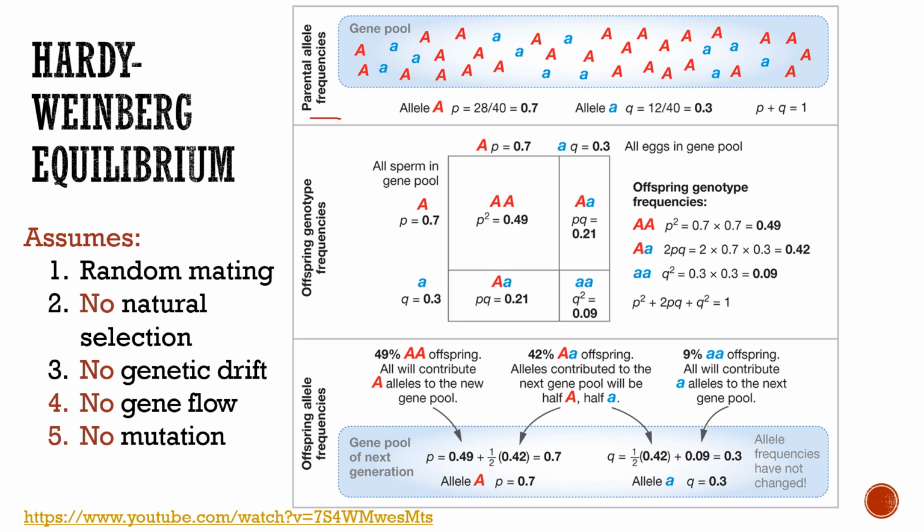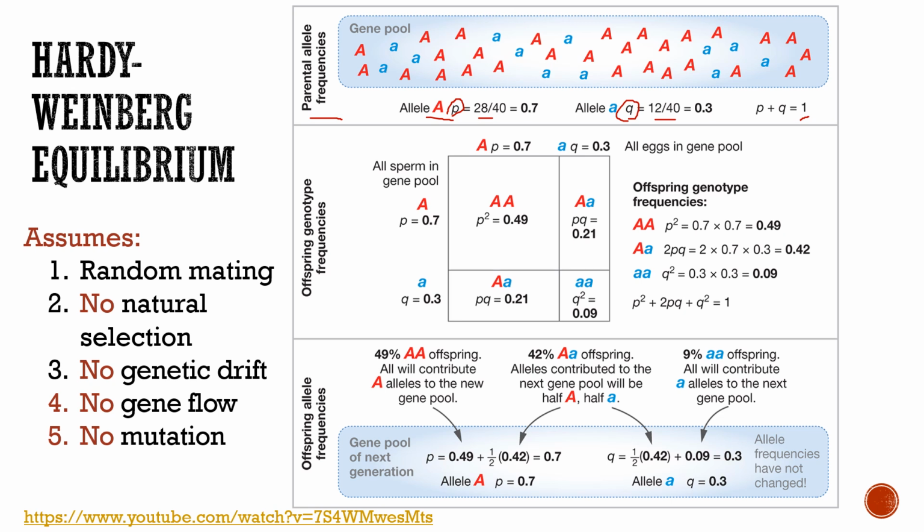So again, here's our parental frequency. This is our gene pool. These are the eggs and sperm that are here. If we count up all the dominant traits, there are 28 out of the 40 that have that capital A. 12 out of the 40 have the recessive trait. So again, the dominant trait is P, the recessive trait is Q. We add both of those up to give us 1. So there are 28 dominant, 12 recessive.